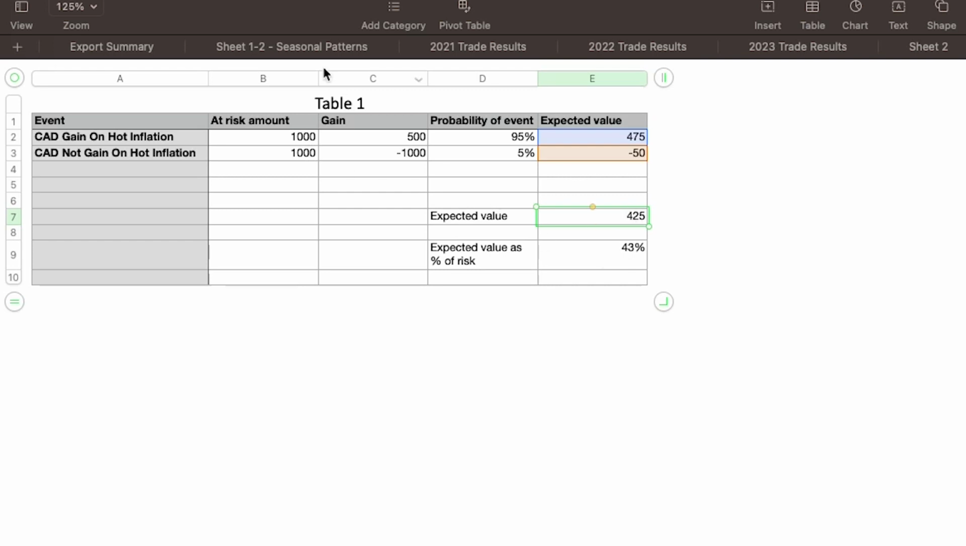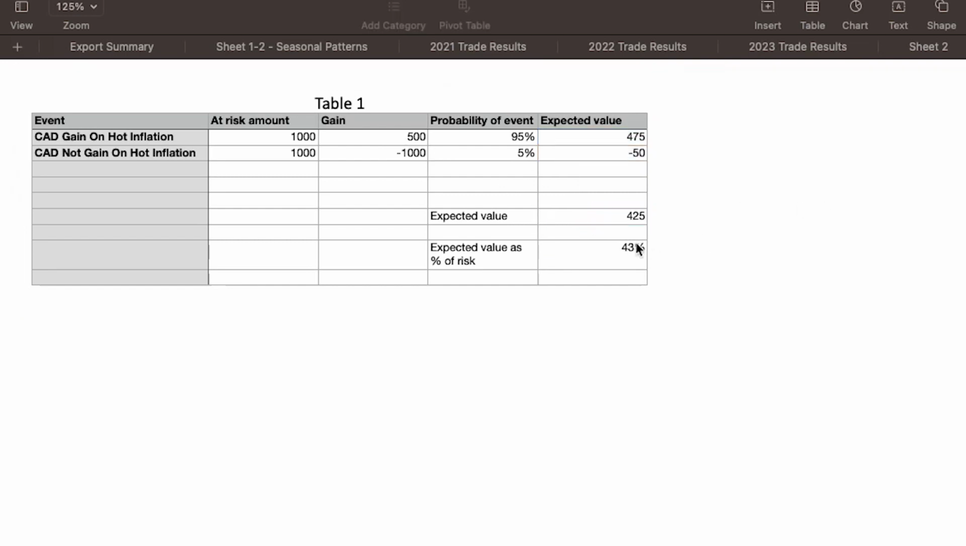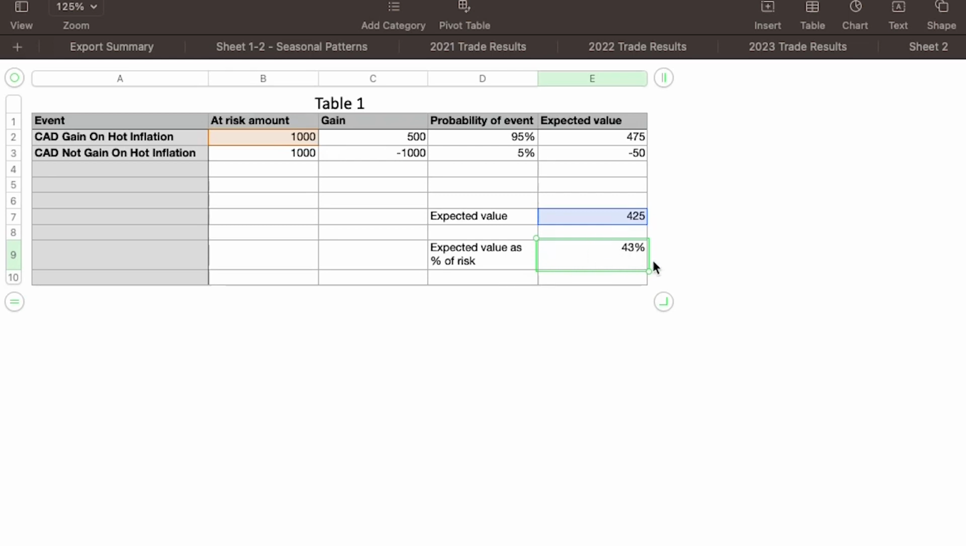So you see the risk reward is less than 1 to 1. It's like 1 to 0.5. But look at the expected value. The expected value is positive. So as long as that expectancy is positive, it means it makes mathematical sense to take these trades. So if you're taking these trades with a high probability, and you can see that the expected value, that is just the expected value divided by the at risk amount, you can see that the expected value is 43%.